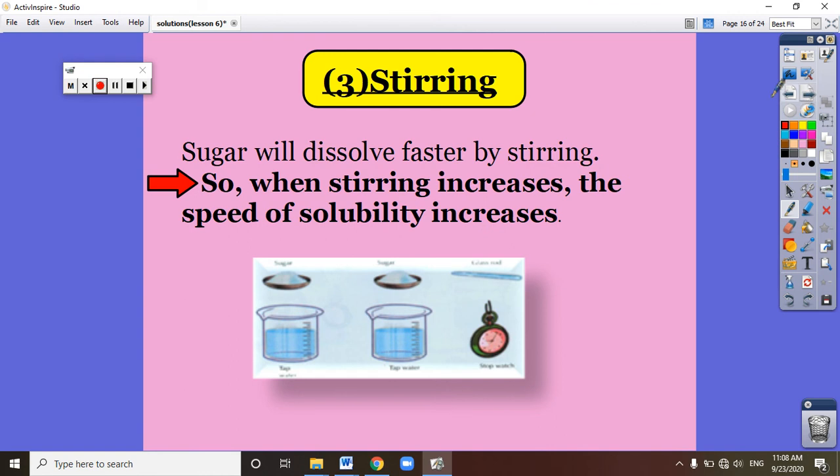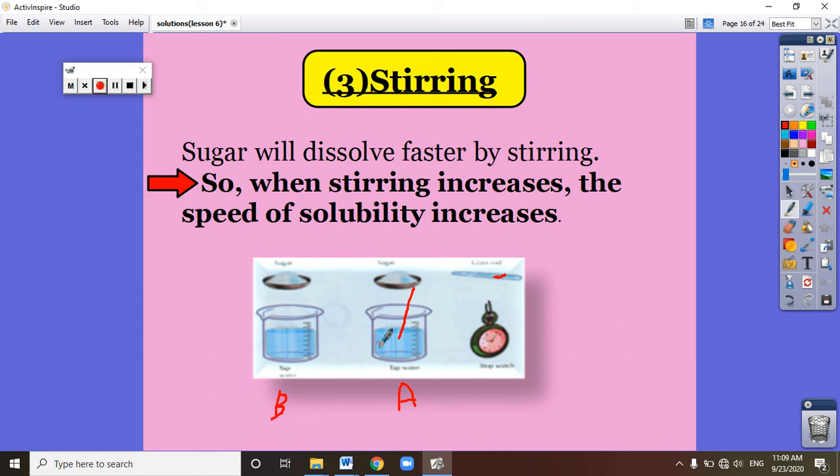Okay. Number 3, stirring. I have here two beakers. The two beakers contain the same amount of solid and solvent. They contain the same amount of sugar and water. Okay? The beaker A, there is a beaker A and there is beaker B. Beaker A here, I'll get this glass rod and start stirring it. Beaker B, I will not stir it. Okay, in which one will the sugar dissolve fast? Beaker A, which I stir, or beaker B?